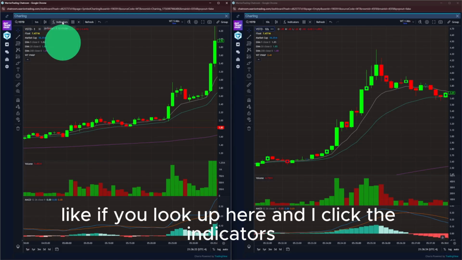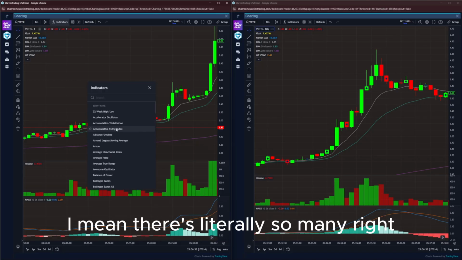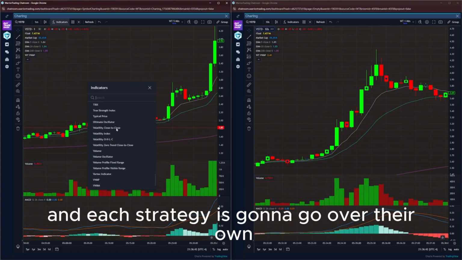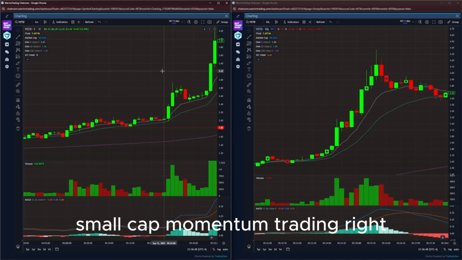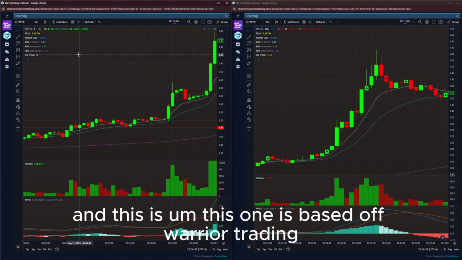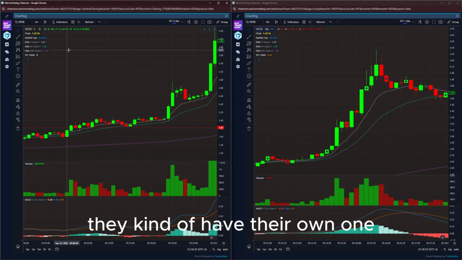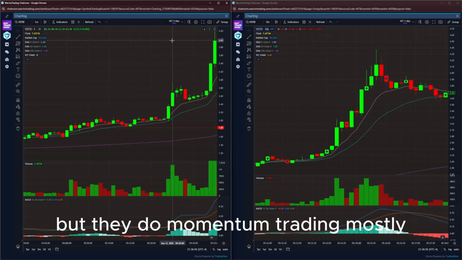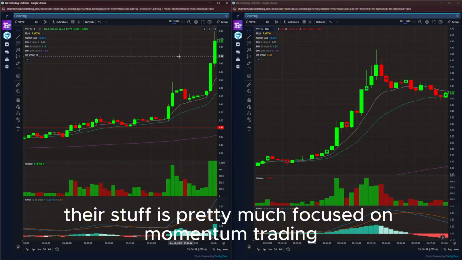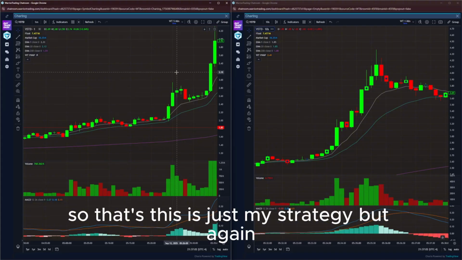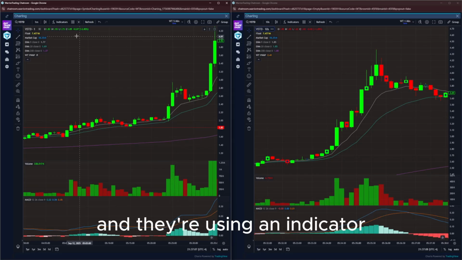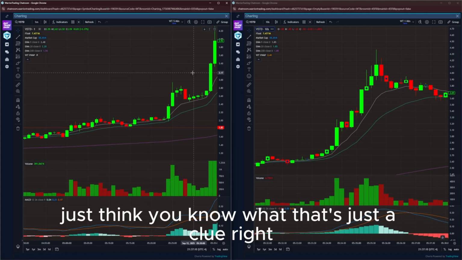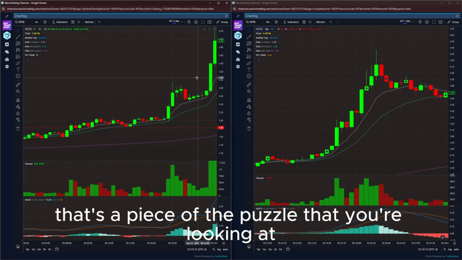Like if you look up here and I click the indicators, I mean, there's literally so many, right? And each strategy is going to go over their own. Right now I do small cap momentum trading, right? And this one is based off Warrior Trading. They kind of have their own one, but they do momentum trading mostly, and their stuff is pretty much focused on momentum trading. So this is just my strategy. But again, do your own research, find your own way. When you're looking at this and they're using an indicator, just think, you know what? That's just a clue, right? That's just like a sign. That's a piece of the puzzle that you're looking at, right?